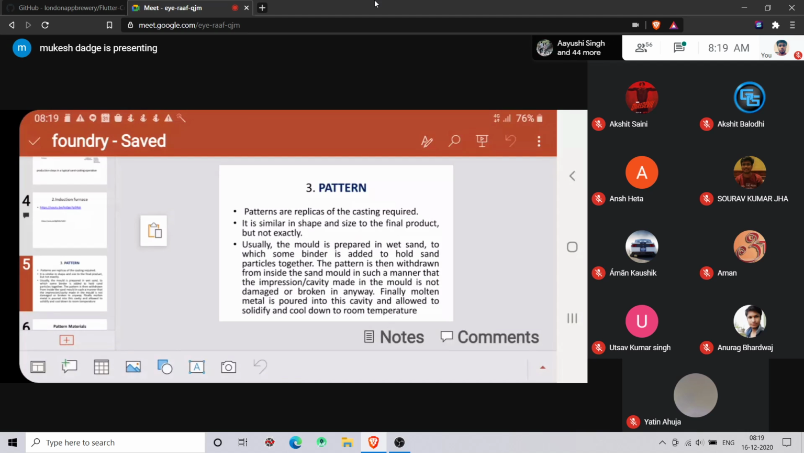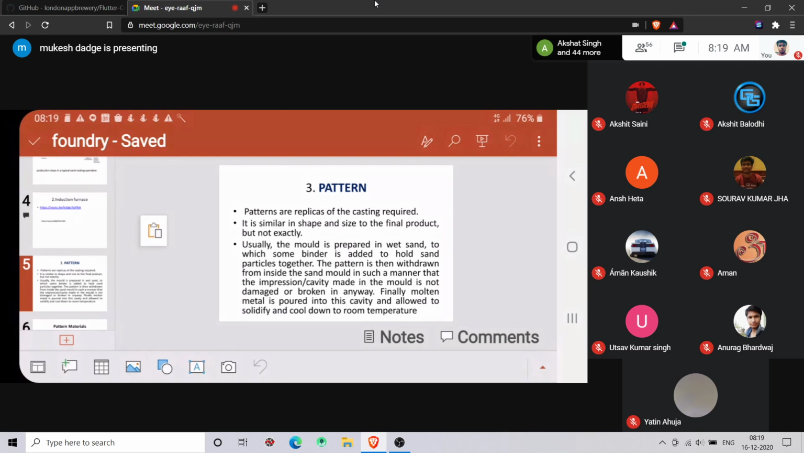So again the mold sand particles should have some strength, cohesive forces should be there between the sand particles. So to have binding capacity, binder is added in the sand.